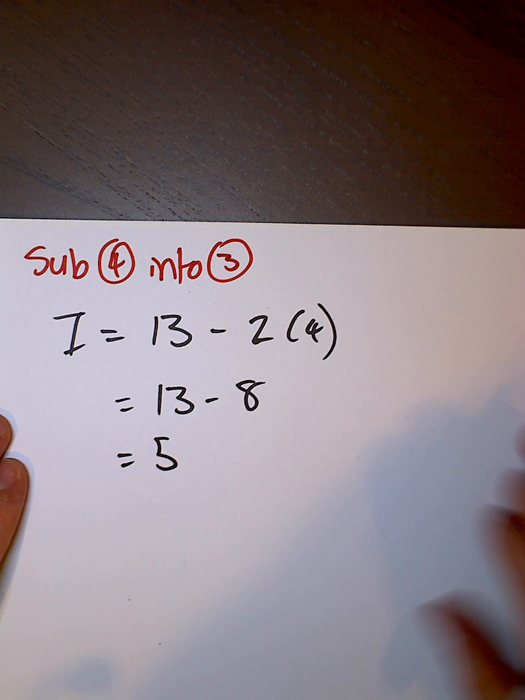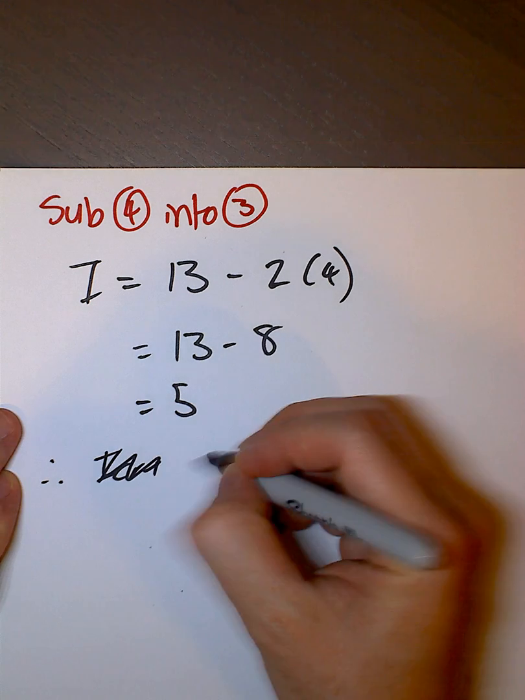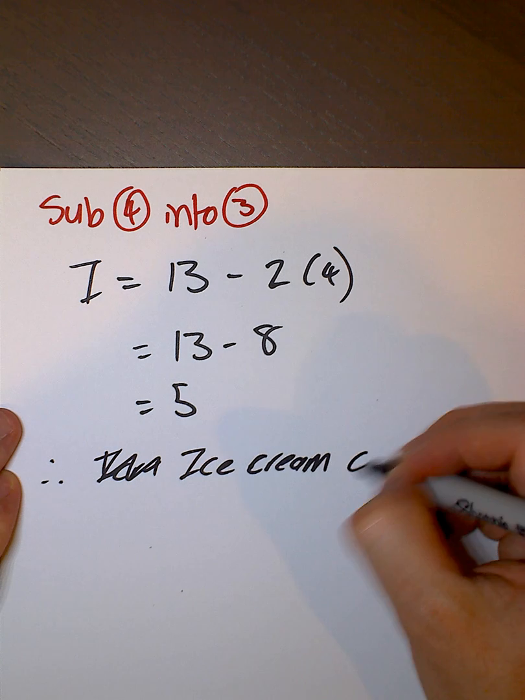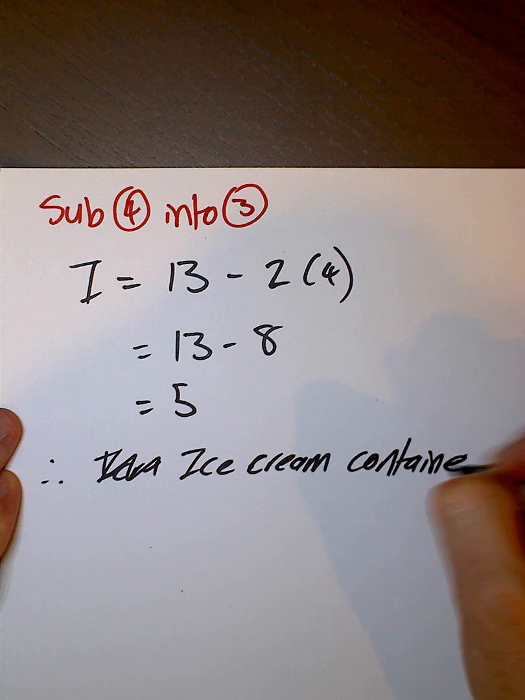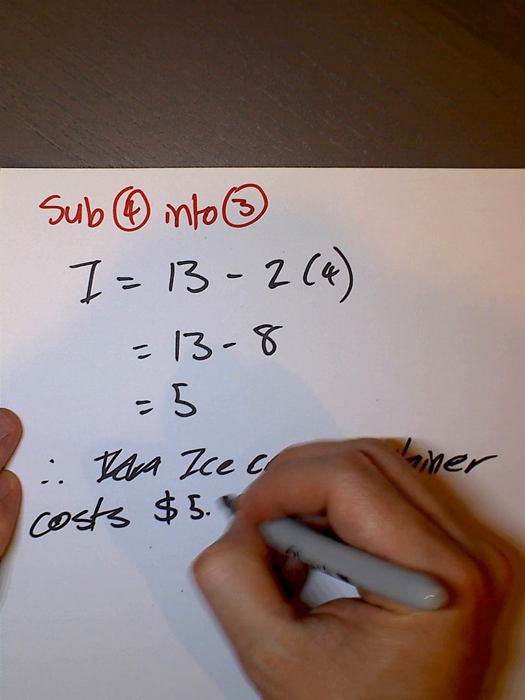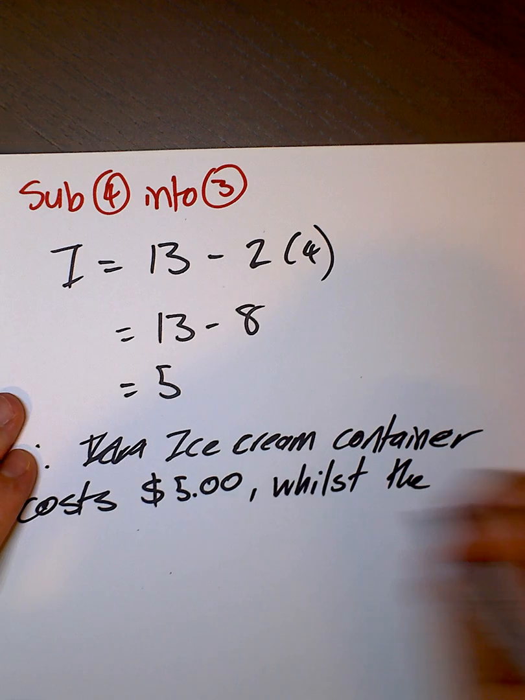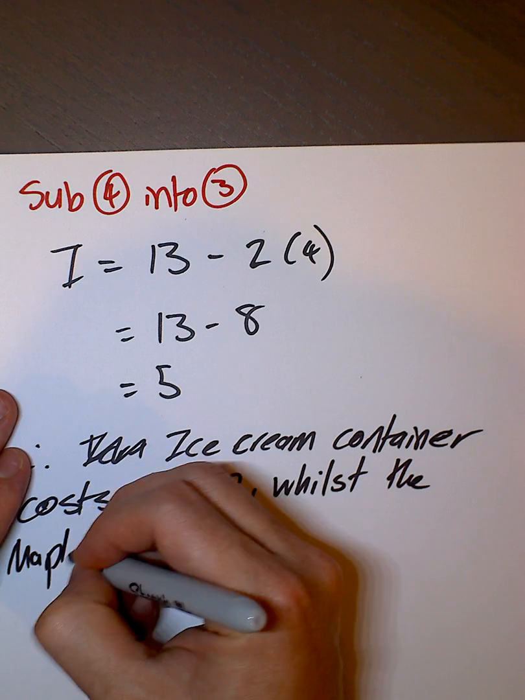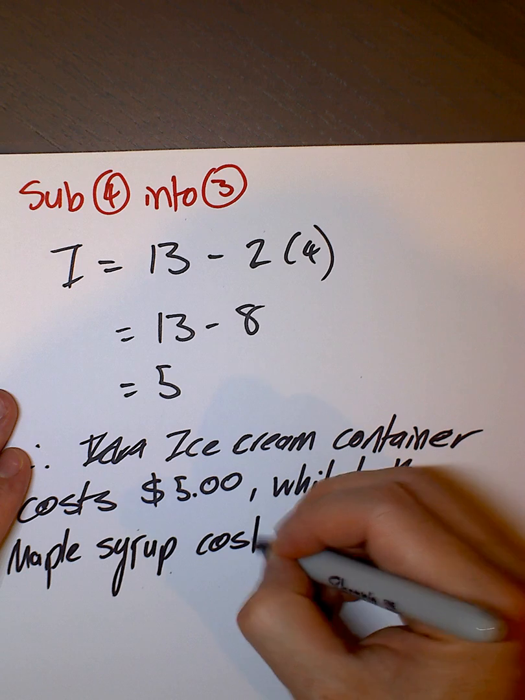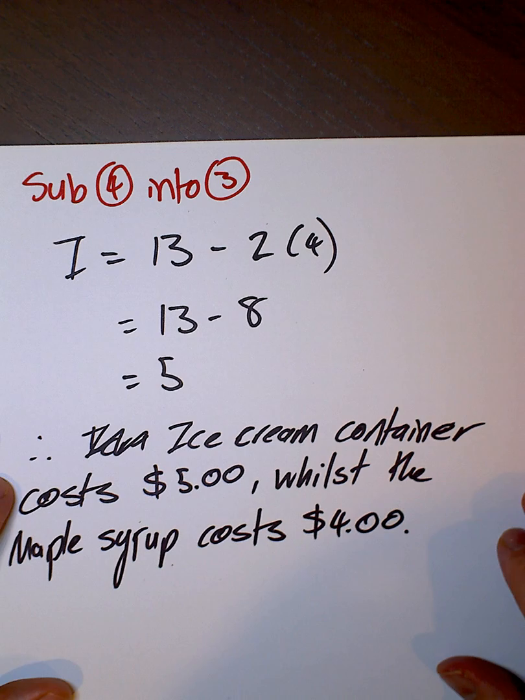Brilliant. Okay, so this tells me, therefore, ice cream, if I can spell, container, costs $5, whilst the maple syrup costs, what was it, $4. Brilliant. Okay, and that's just substituting.